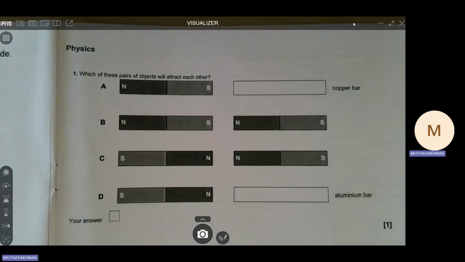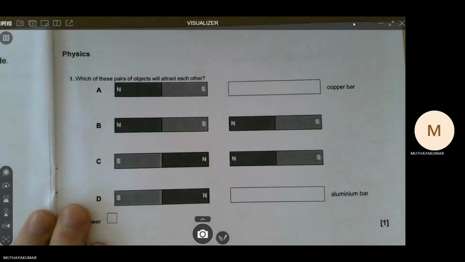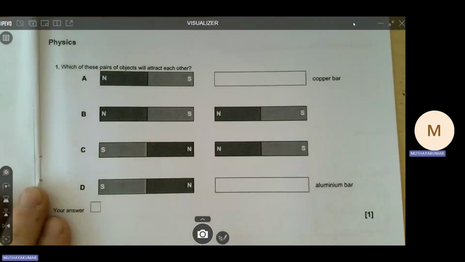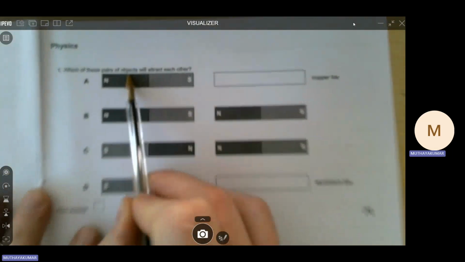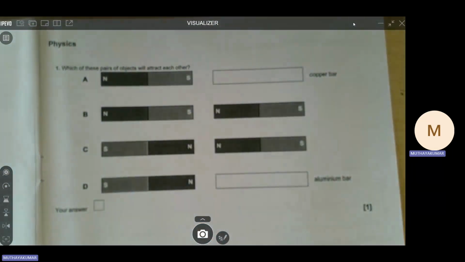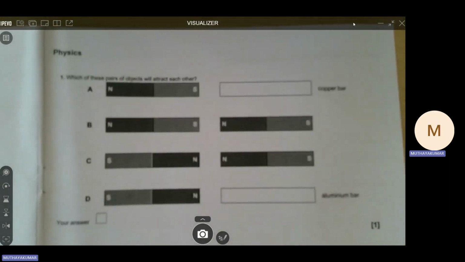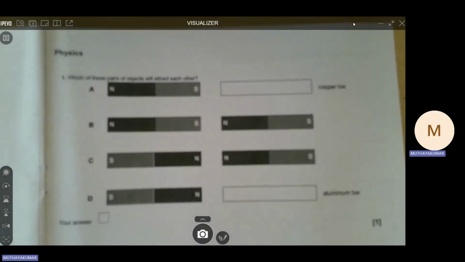Good afternoon. We will finish with a bit of physics, which is always my favourite way to finish today. So we'll start with question 1. It says, which of these pairs of objects will attract each other? So which will try to move towards each other? So we've got a mixture of things here, haven't we?